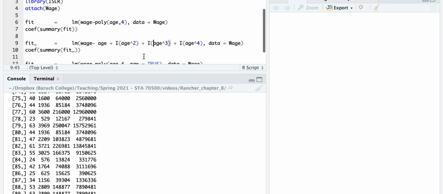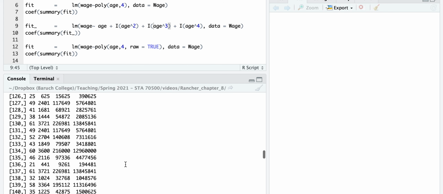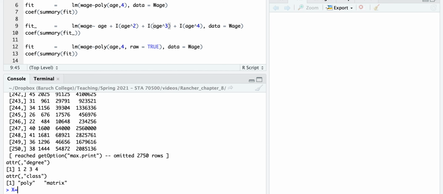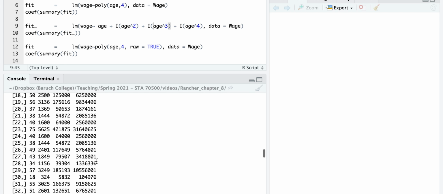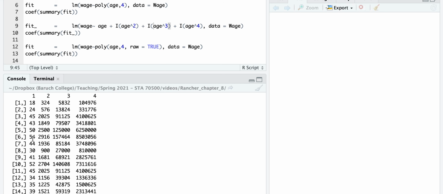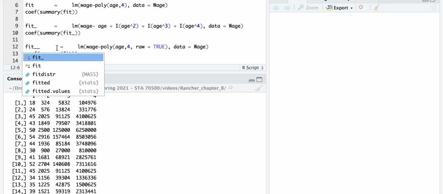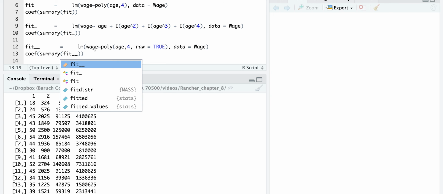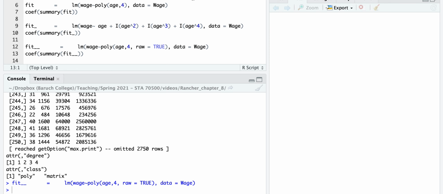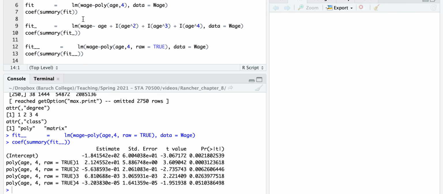So, okay, let's look at this. X can be this, right? So X is this. This is our design matrix. These are ages. This is age squared, age to the power of 3, age to the power of 4. Okay. And this is just raw, right? This is exact. Let me see if this runs. Yeah, these two are doing the same thing.